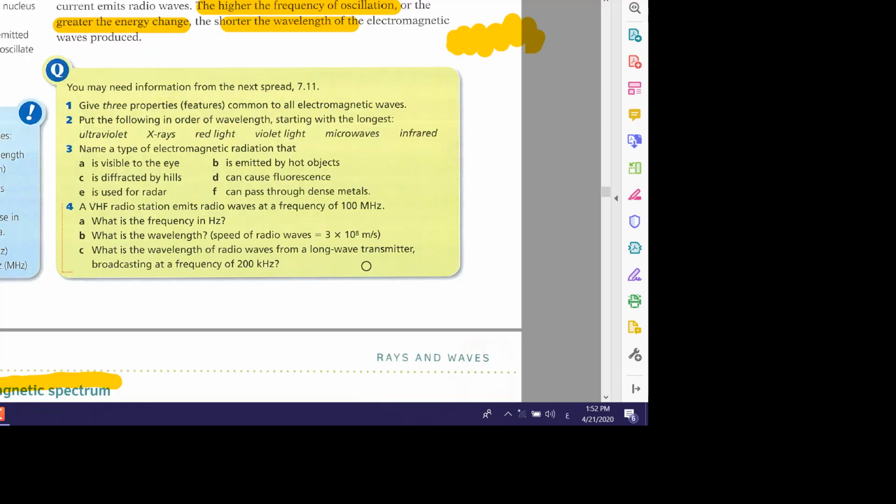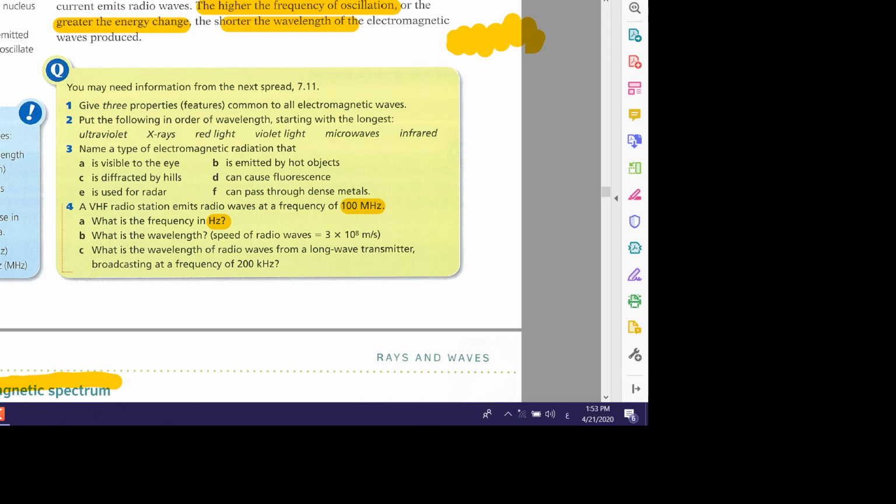Question number 4. A VHF radio station emits radio waves at a frequency of 100 megahertz. The question says, what is the frequency in hertz? Here, they gave us the frequency in megahertz. You need to convert it into hertz. So here we will convert from a big unit into a small unit. As we mentioned before, if you want to convert from big to small, you will multiply. But you will multiply by how much?